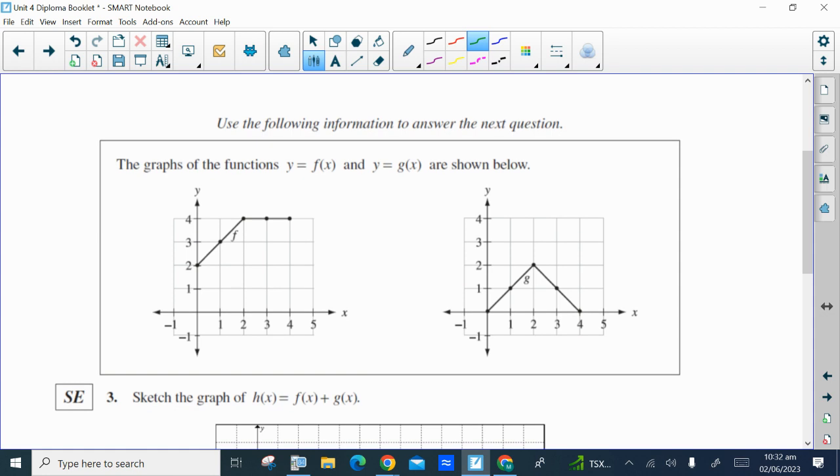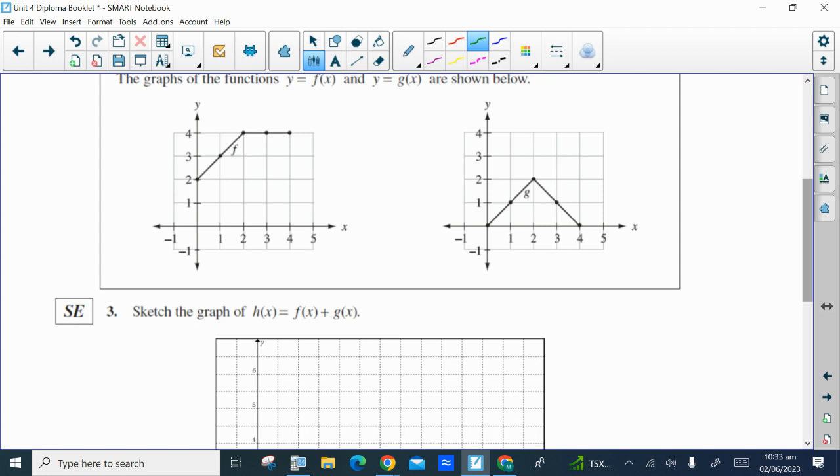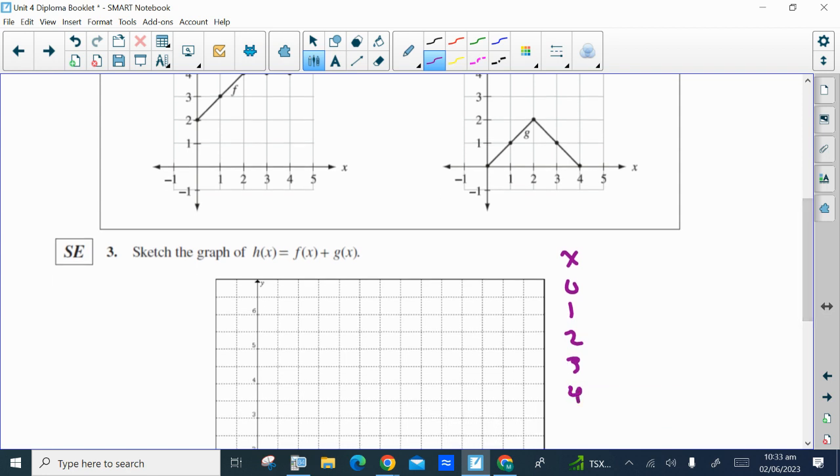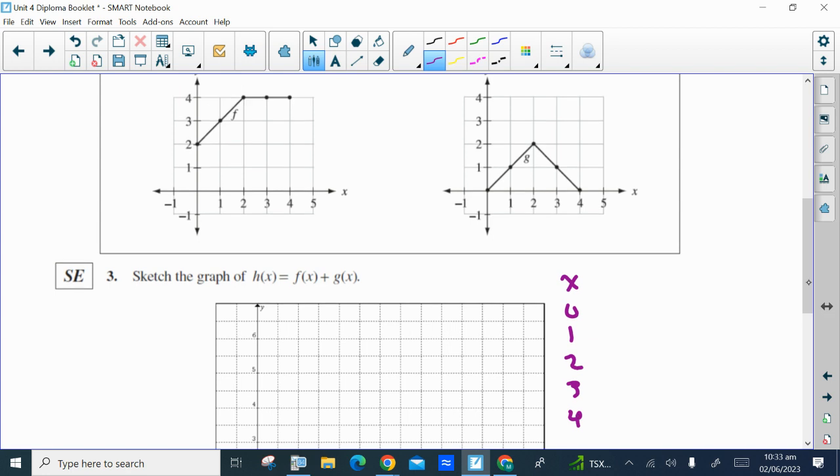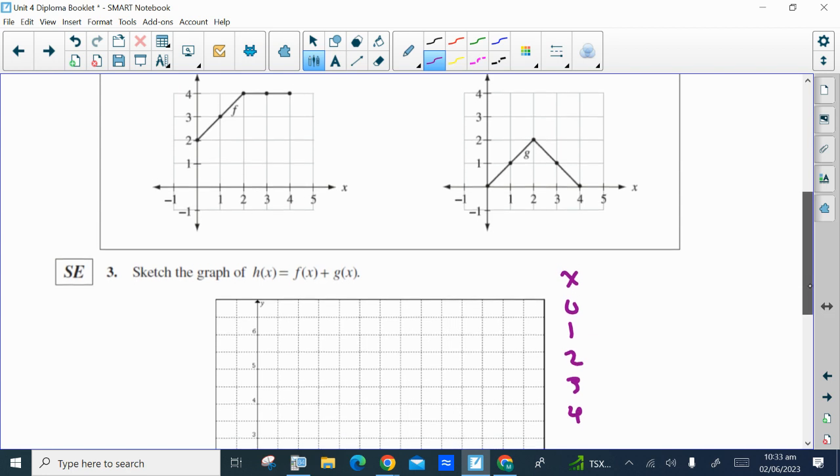All right, next one, you've got two graphs. You're asked to use the following to sketch the graph of h, which is f plus g. So you might remember that when we did these, it's the y values that are being added together. So it might be helpful to start with a table of values. All of the points that are on the graphs of f and g come from x values of 0, 1, 2, 3, and 4.